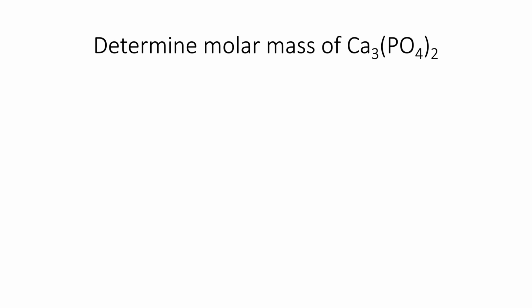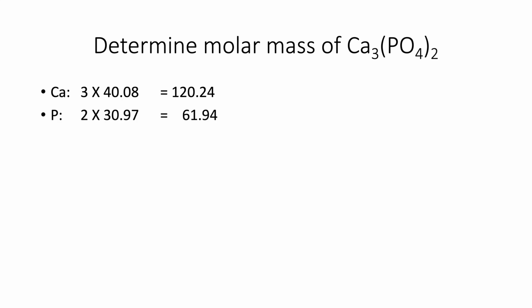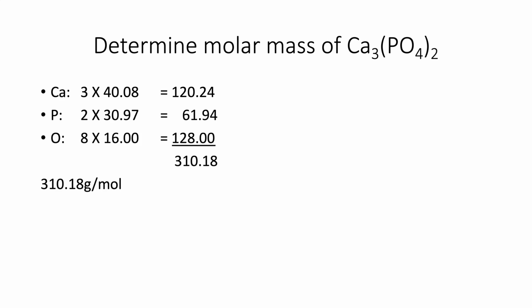So you make a list of the elements. There's calcium. There's 3 of them, and it's 40.08 from the periodic table. Phosphorus, there's 2 of them, 30.97, so 61. Oxygen, there are 8 of them, and so it comes out to be 310.18.